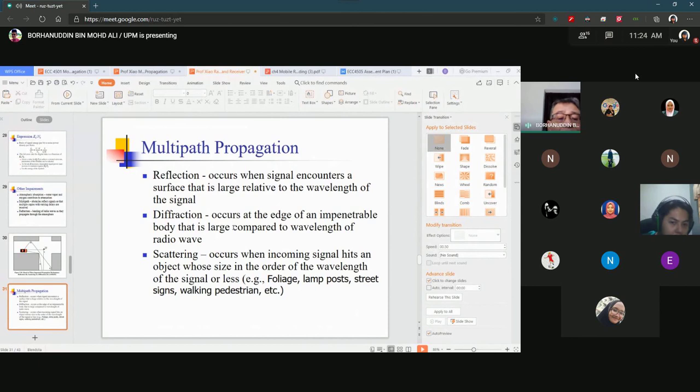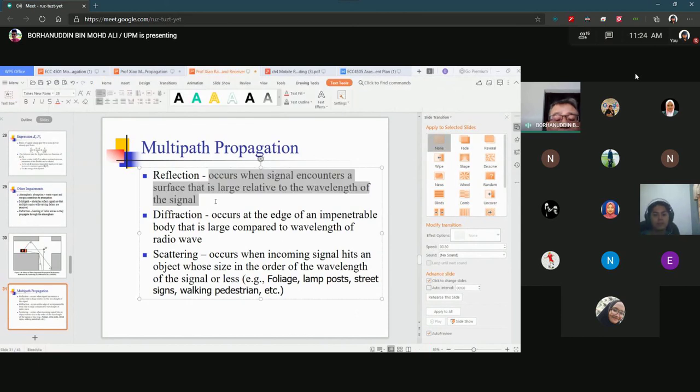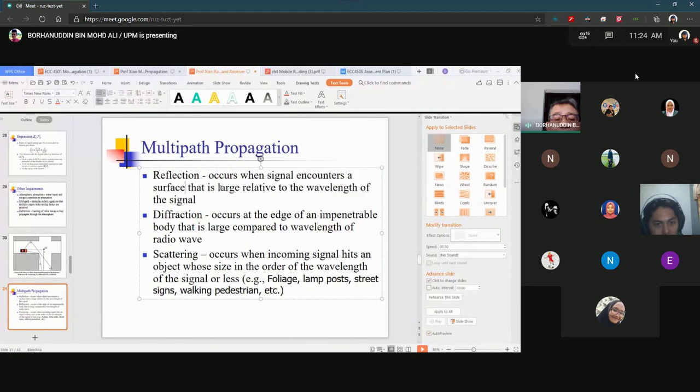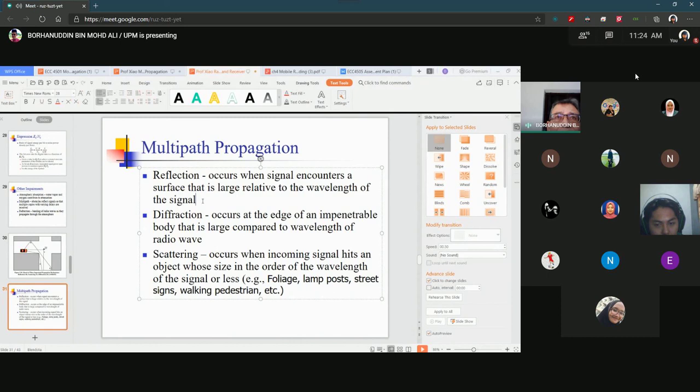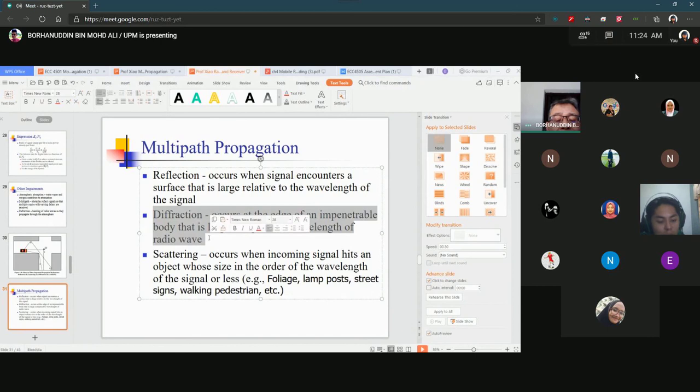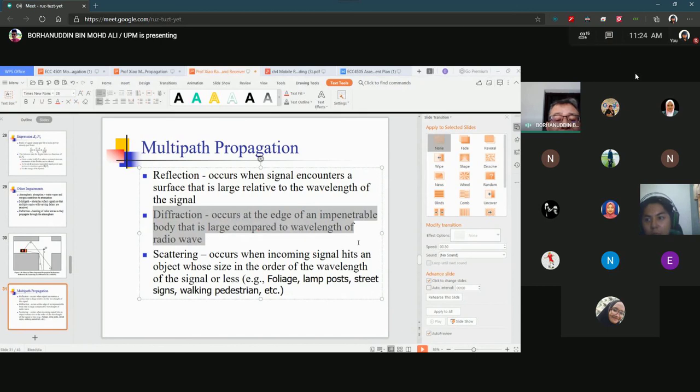We mentioned this many times. Reflection occurs when a signal encounters a surface that is large relative to the wavelength. So the keyword is that the surface is large relative to the wavelength. So if we're talking about 2 gigahertz, the wavelength is about, I don't know, about 10 cm maybe. So most objects will be bigger than 10 cm and they will be reflected. But at the edges of the block, they can get refracted. They can go around the block.